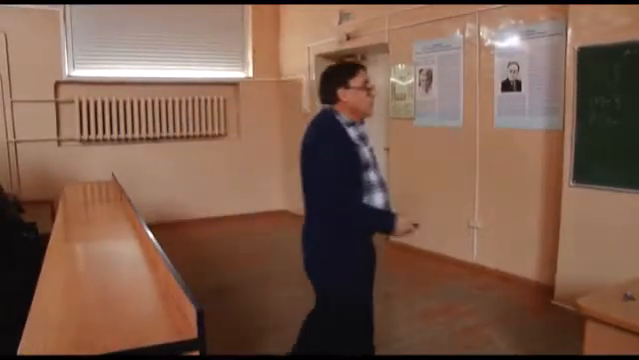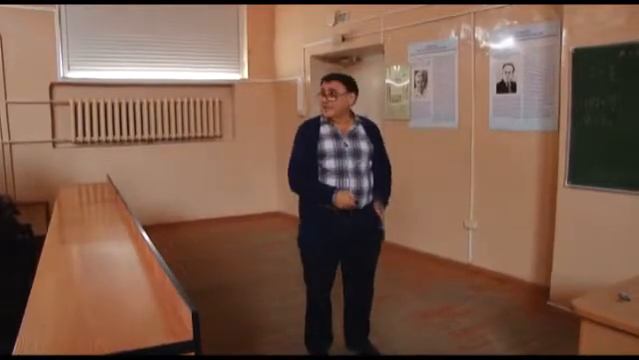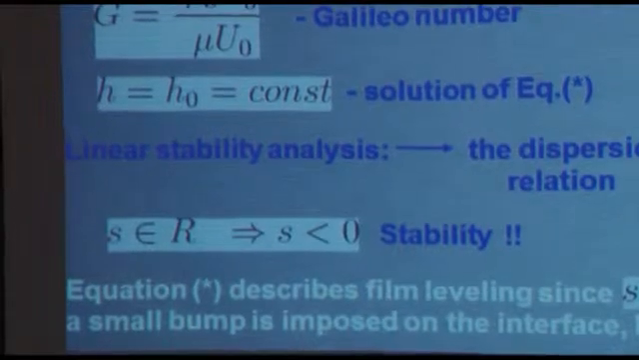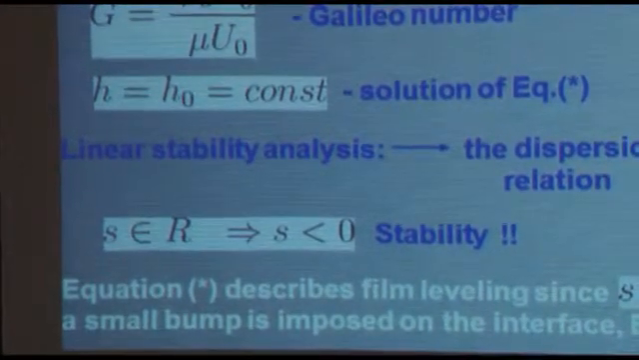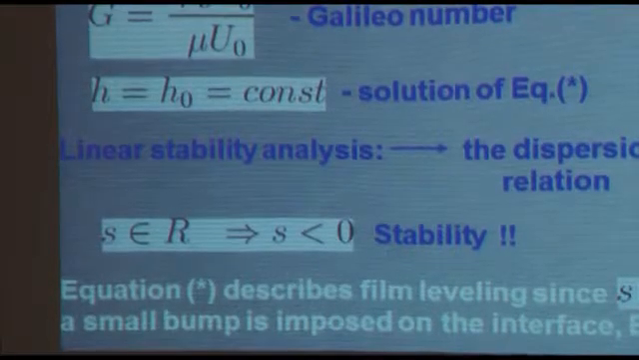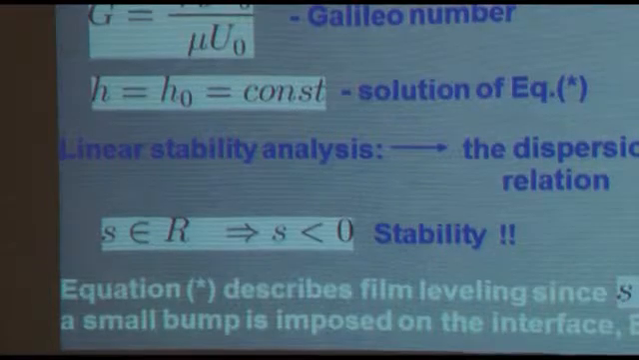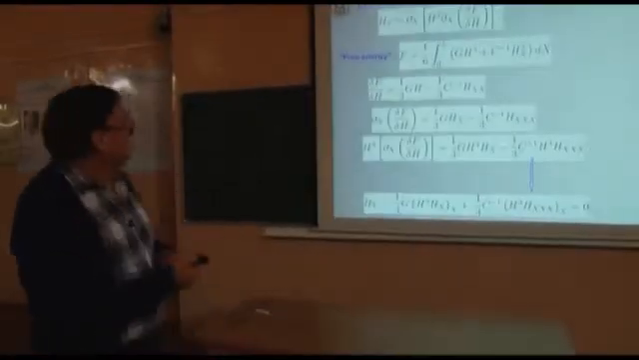Okay, good. Here I wrote S. S is real and negative, so it means stability. And of course, it's just film leveling. You put a pile on it, you brought water here, it decays. Gravity drives it back, surface tension reduces the surface area. And that's it. That's the end of the story. I don't need to press on over there.